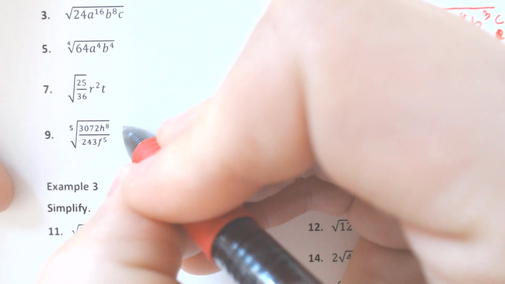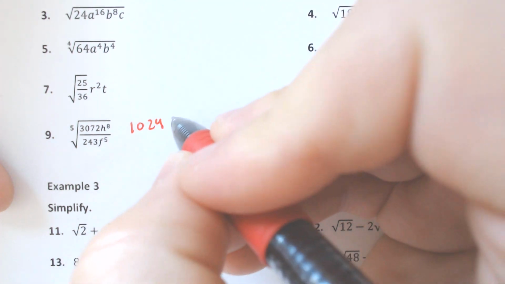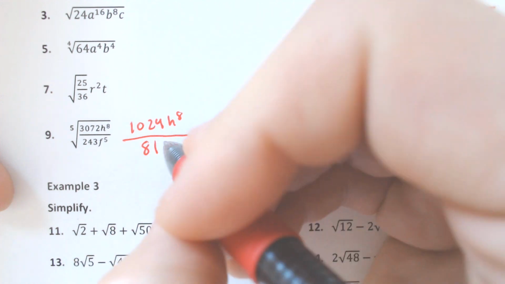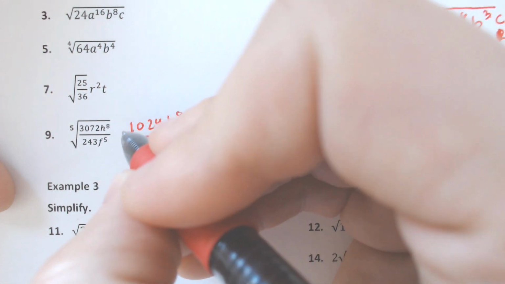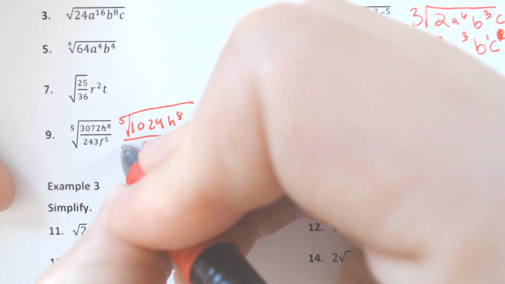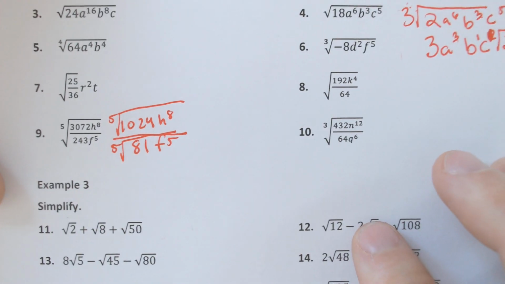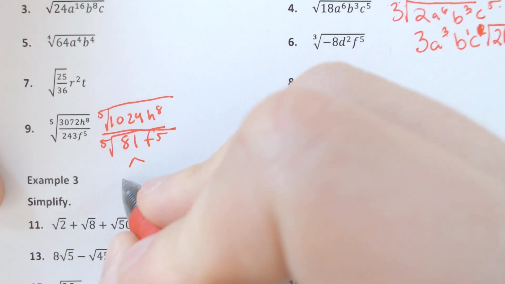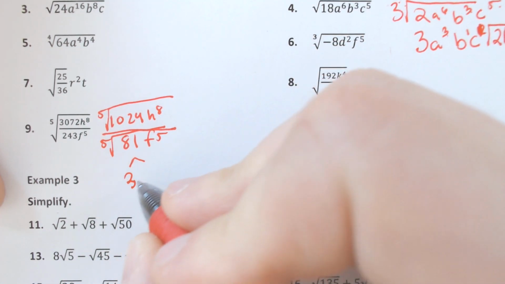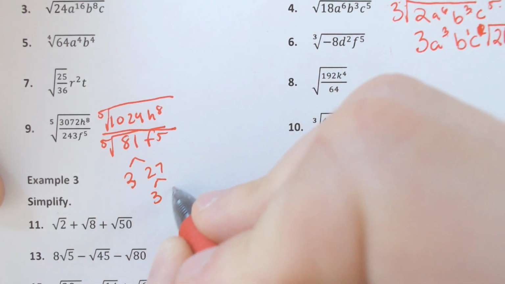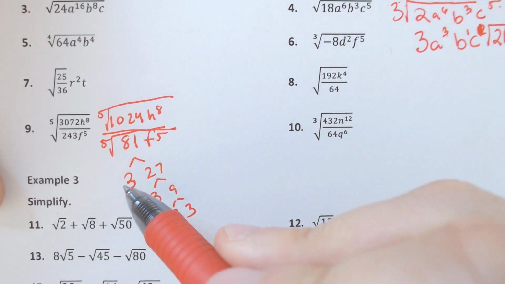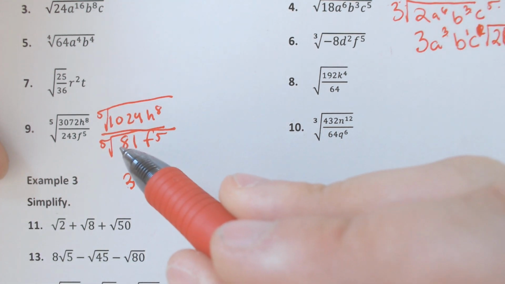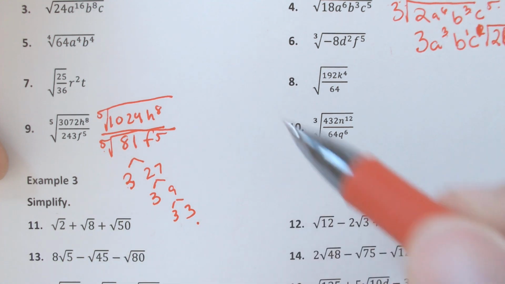So if we have that, we would have 1,024, h to the 8th, and then 81, f to the 5th. And both of these are the 5th root. Okay? If you break down the 81, you would have a lot to break down. We'd have a 3 and a 27, a 3 and a 9, and a 3 and a 3, which has 1, 2, 3, 4 3s. And we need 5 of them in order to get rid of this radical.